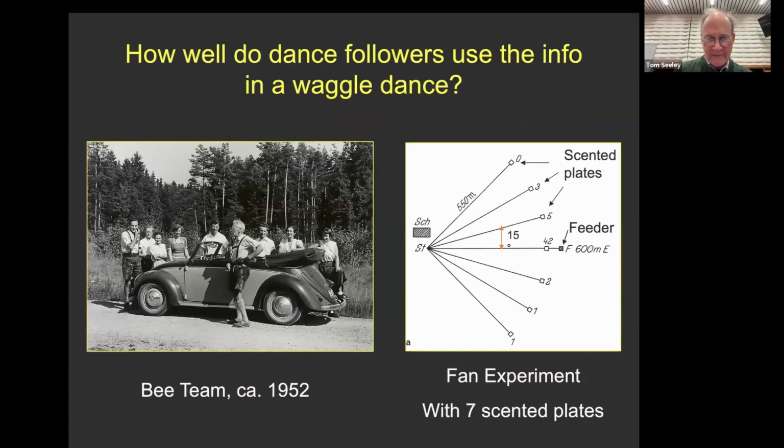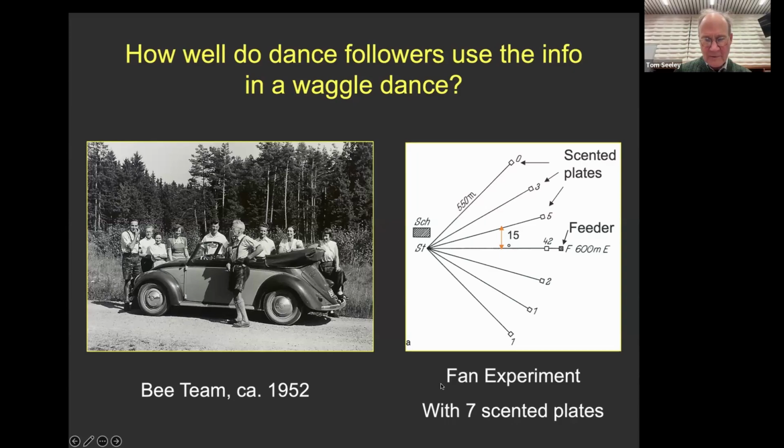And another thing that he did is he wanted to figure out, well, okay, this is a remarkable communication behavior, but I wonder how well it really works. How well do the dance followers use the information in a waggle dance? In other words, how precise is the communication? So in the 1950s, once Germany was getting itself back on its feet, and Karl von Frisch at this point had a very nice two-tone Volkswagen Bug, which was very special at that time. And he went out into a forest near Munich, and they did an experiment.